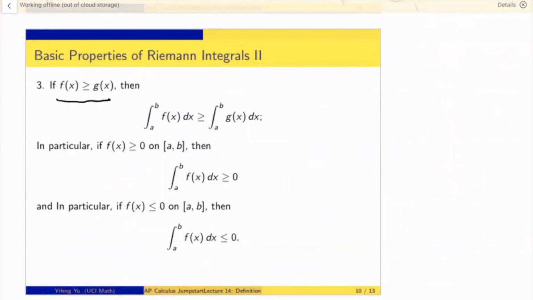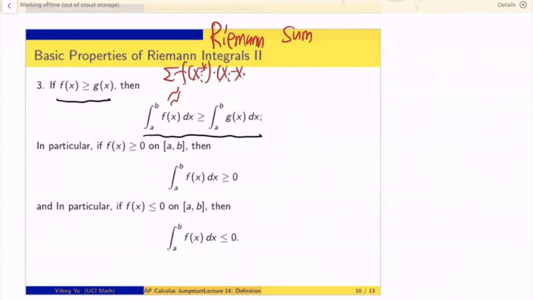This is a comparison. If I know one function f(x) is no less than another function g(x), then the integral is also no less. It keeps the same order. This is kind of clear. To understand those properties, let's go back to the Riemann sum. One integral is approximated by the summation of f evaluated at a sample point multiplied by the step size, and the other by g evaluated at a sample point times the step size.